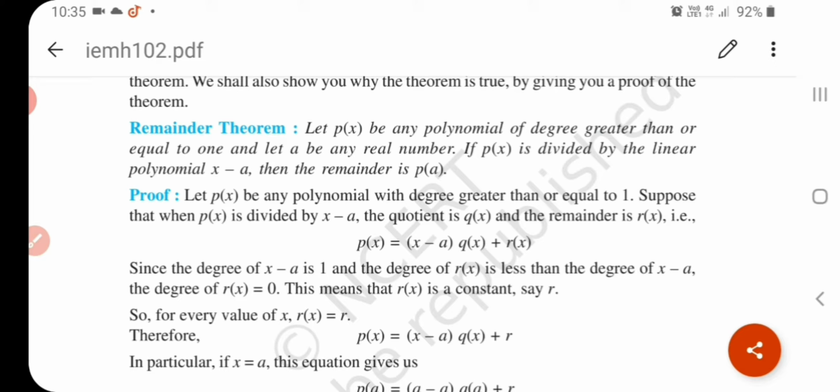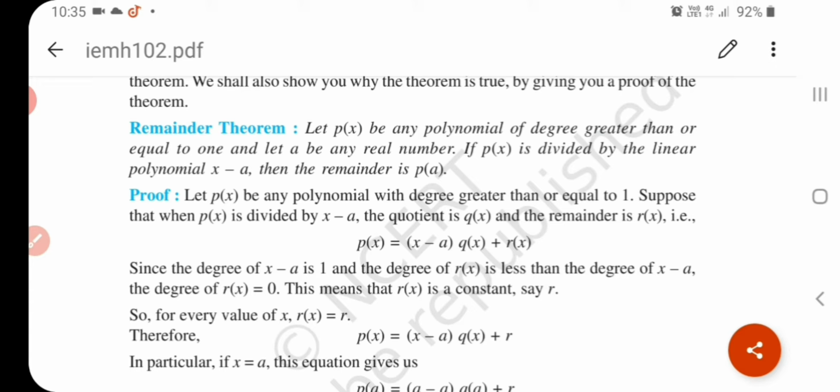Okay, we know that. So what does this mean? That R(x) is a constant, say R. Okay, because why will R(x) be a constant? Because if the degree of P(x) is 1, then what will be the degree of R(x)? It will be 0. And when the degree is 0 then it is a constant term, because x to the power 0 is 1. Okay, understand? So for every value of x, R(x) is equal to R. So P(x) is equal to (x minus a) into Q(x) plus R.